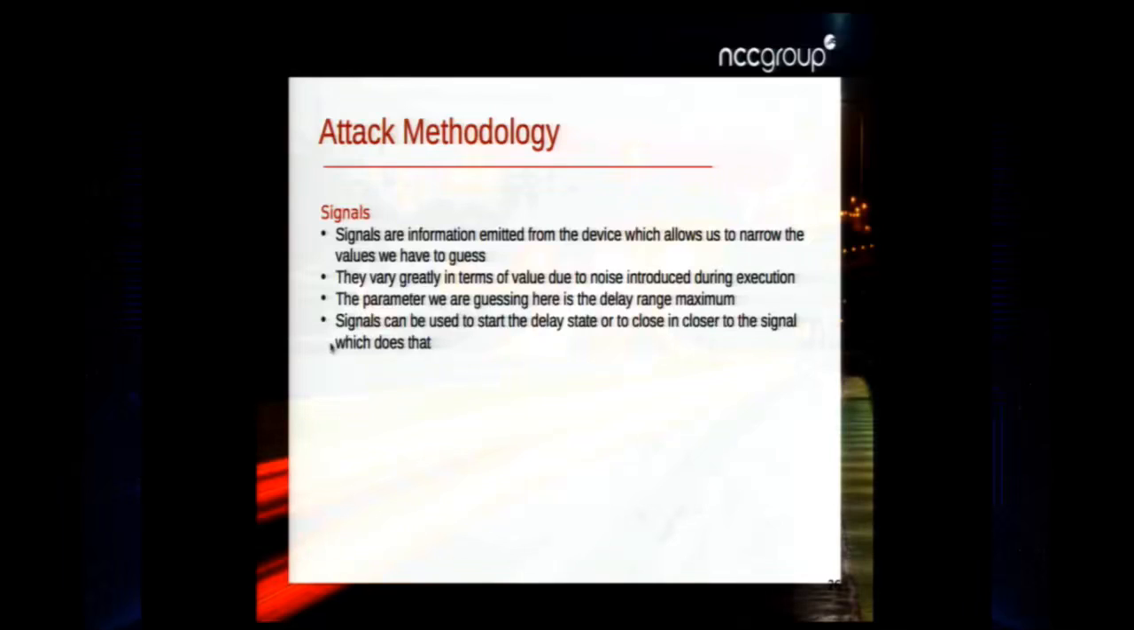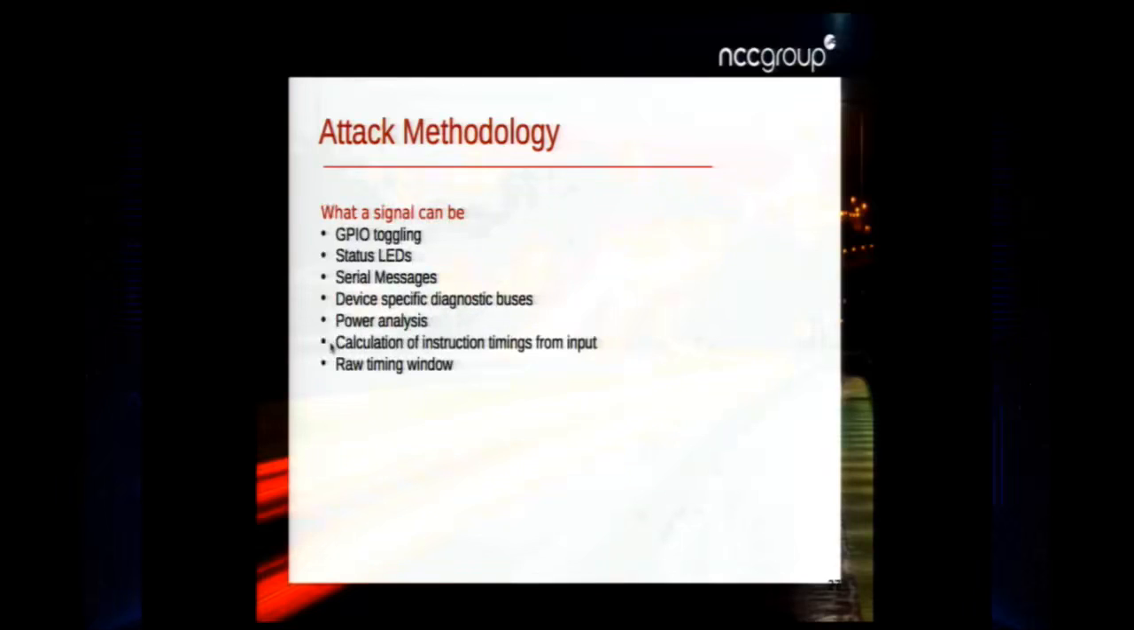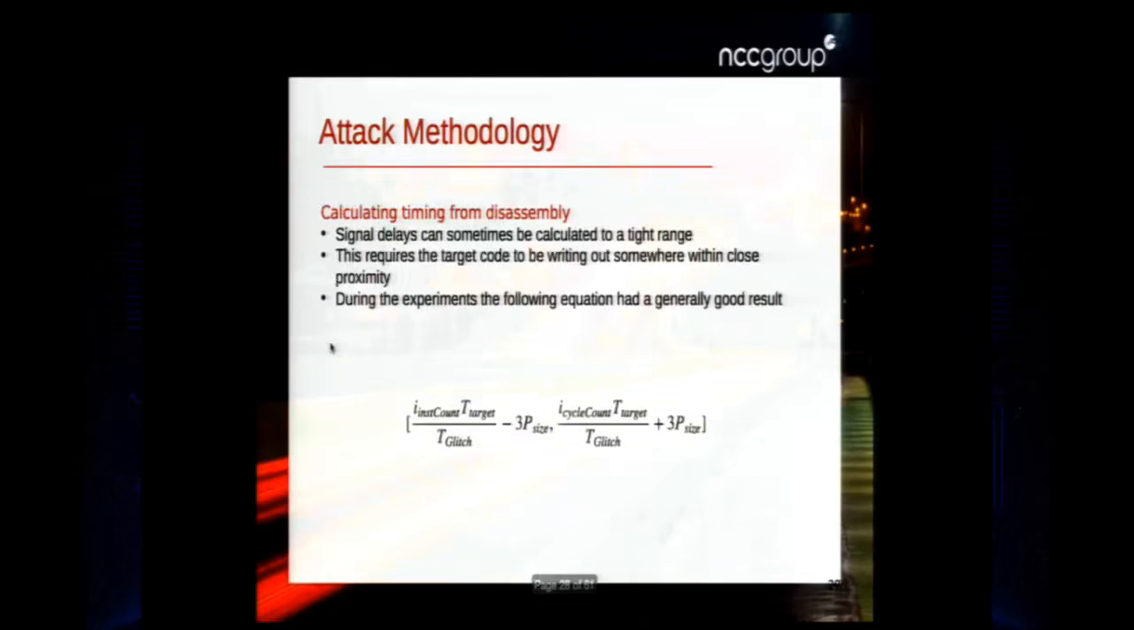The signals are often used to start the delay state, or to close in on when we want to start the counter for our glitching, when to emit our glitching signal. And these signals could be any one of these. It could be a GPIO toggling, status LEDs, serial messages, any of these things right here. I'm going to talk about this equation a bit later, but it's just a heuristic equation that was the one that worked out for me at the end of the day.